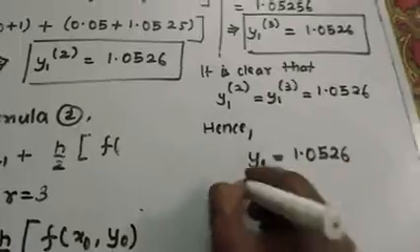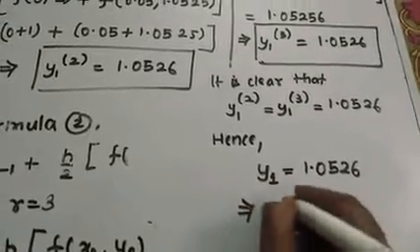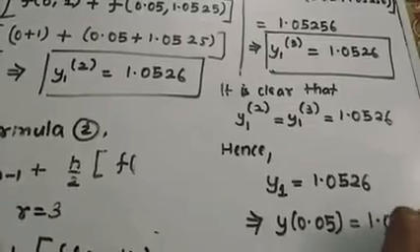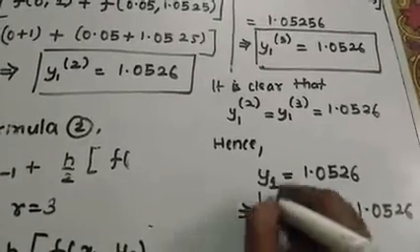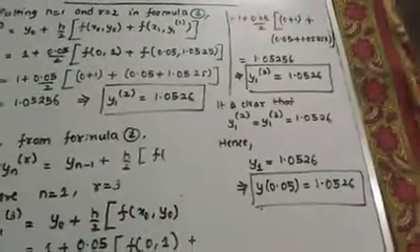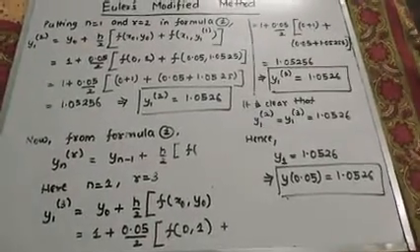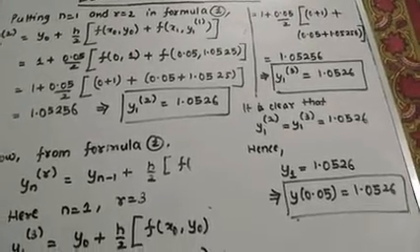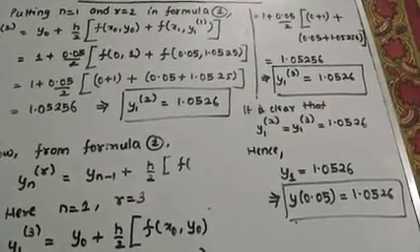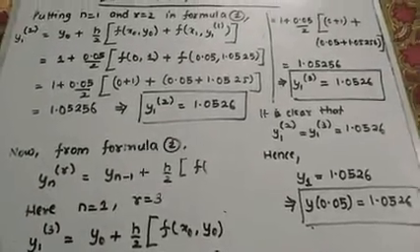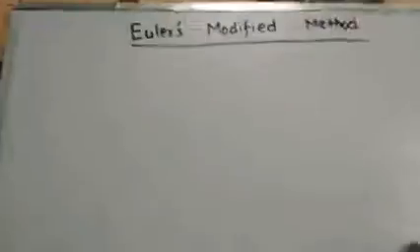So that means y1, y of 0.05, the value was 1.0526. So finally your y1 value is 1.0526. Okay, so the first part of the question is finished. Now what do we have to find? The next part is y of 0.1. So let us start with the second part of this question.